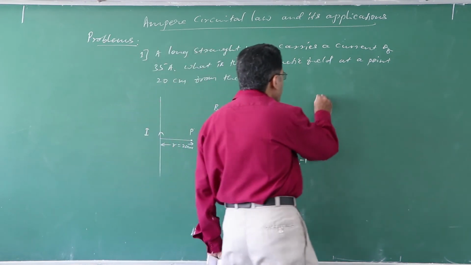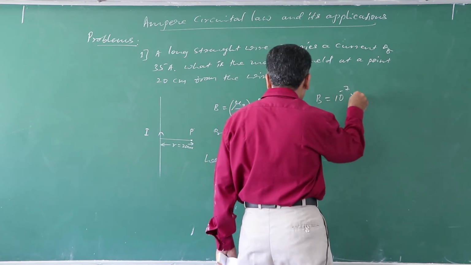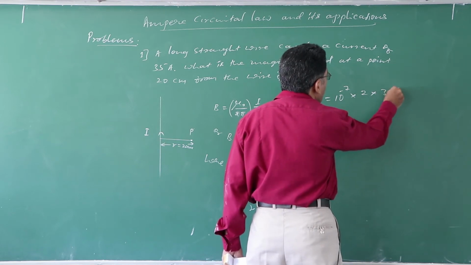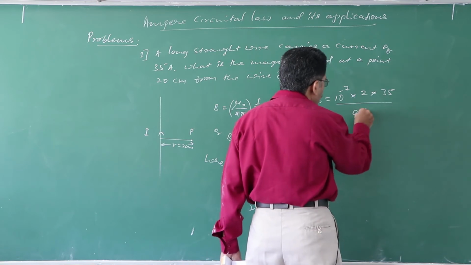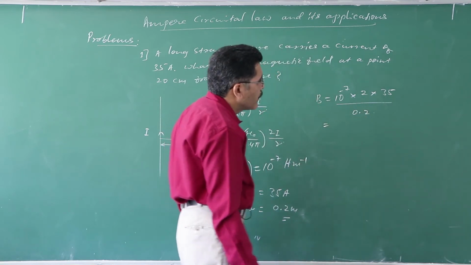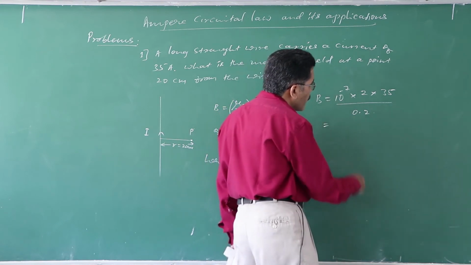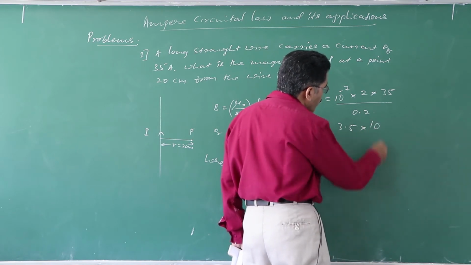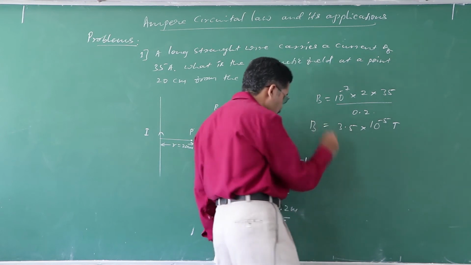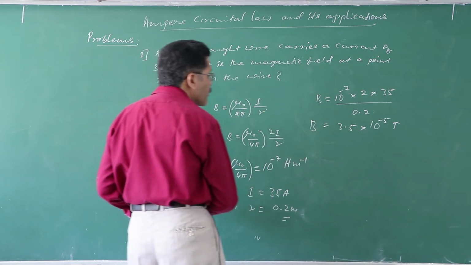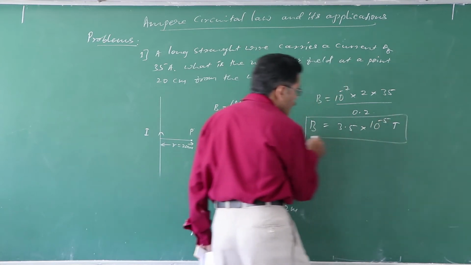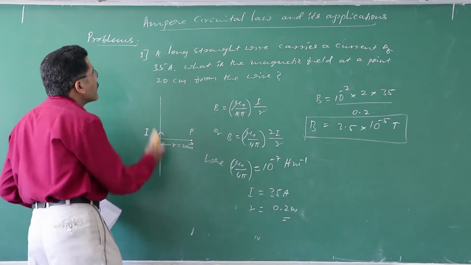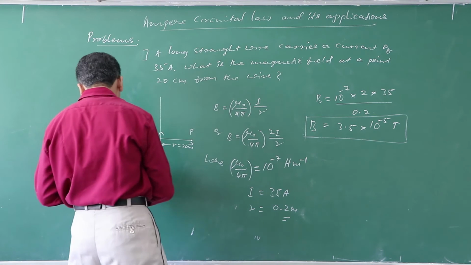Now substitute this. B is equal to 10 raised to minus 7 into 2 into 35 divided by 0.2. So this comes out to be 3.5 into 10 raised to minus 5 Tesla. Now let me move on to the next problem.